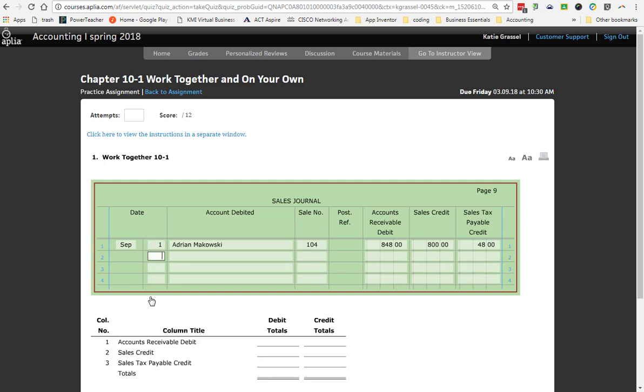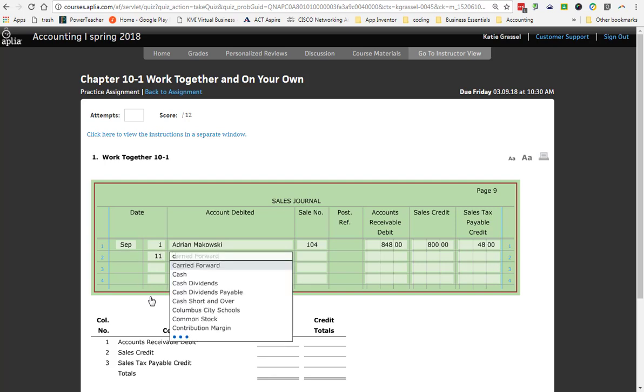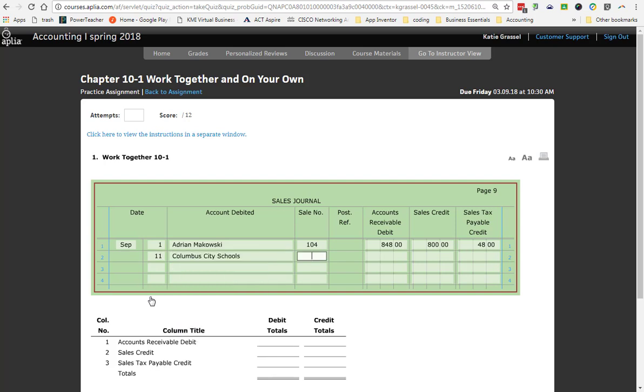On September 11th, we sold merchandise on account to Columbia Schools. So I'm going to put the date of the 11th. Account debited is going to be Columbia Schools. Sales invoice is going to be 105. And it says $875, and the school is exempt from sales tax. So I'm going to put $875 in accounts receivable and $875 in sales, leaving the sales tax payable credit column empty.